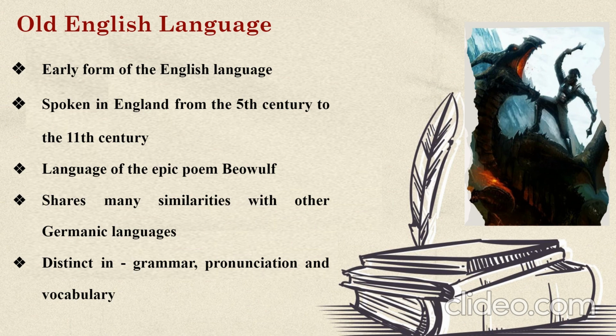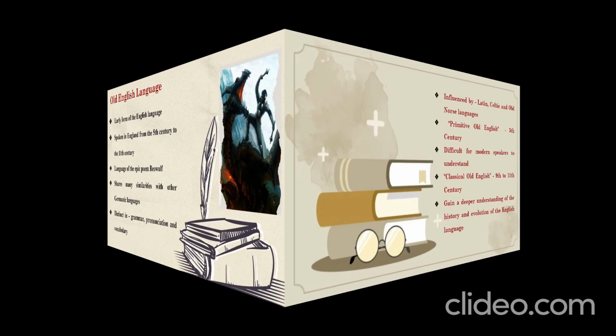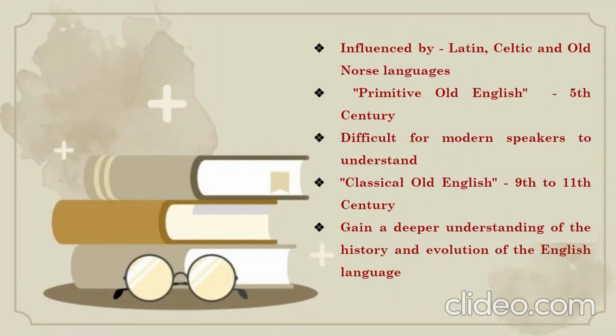Old English was heavily influenced by Latin as well as Celtic and Old Norse languages, and it went through many changes over the centuries. The earliest form of Old English is known as Primitive Old English and dates back to the 5th century. This form of the language is very different from later forms of Old English, and it is difficult for modern speakers to understand. Over time, Old English evolved into what is known as Classical Old English, which was used from the 9th century to the 11th century.